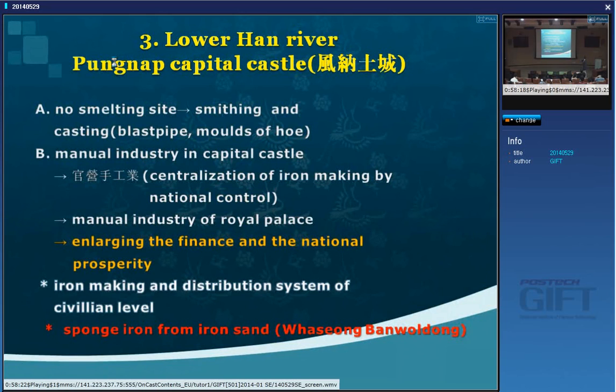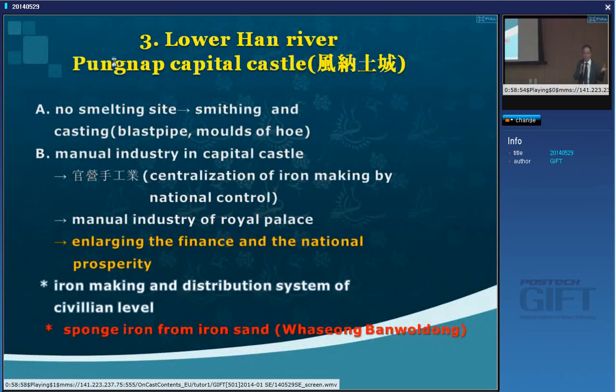And the Gwanyeong Sugo, this is the centralization of iron making by national control. From the 4th century, iron making was controlled by the nation and the central place's power. Yes, that's a very, very big difference.